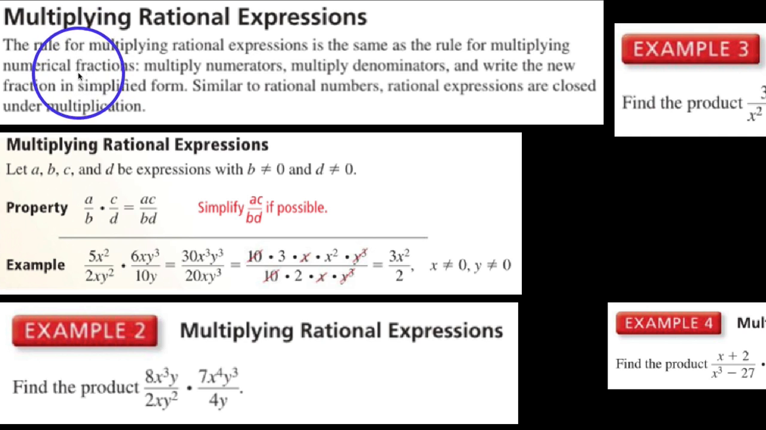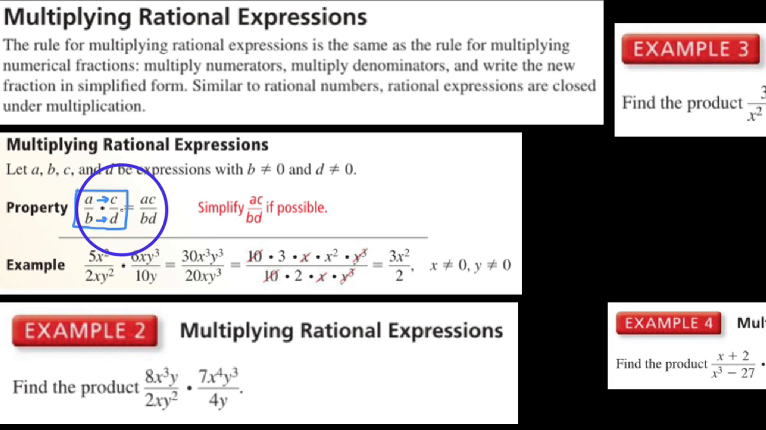So I can say here that the rule for multiplying rational expressions is the same as the rule for multiplying what we call numerical fractions. When you look at two fractions such as a over b times c over d, numerically we would just multiply straight across. What we end up with is ac over bd, simplifying if possible, given that b and d both don't equal 0. This is our product right here.